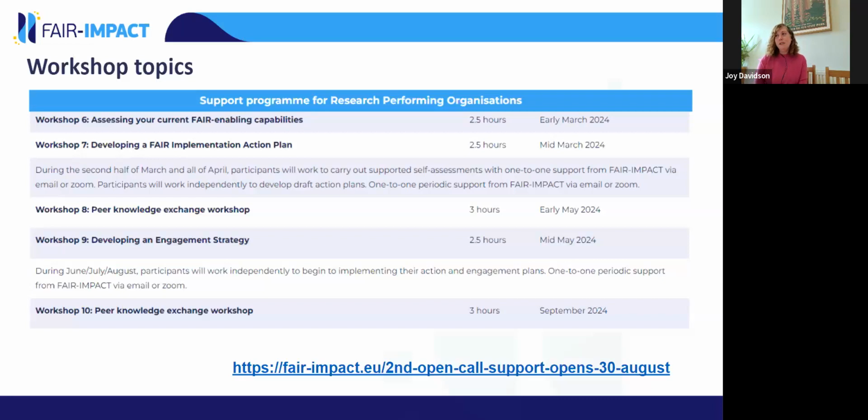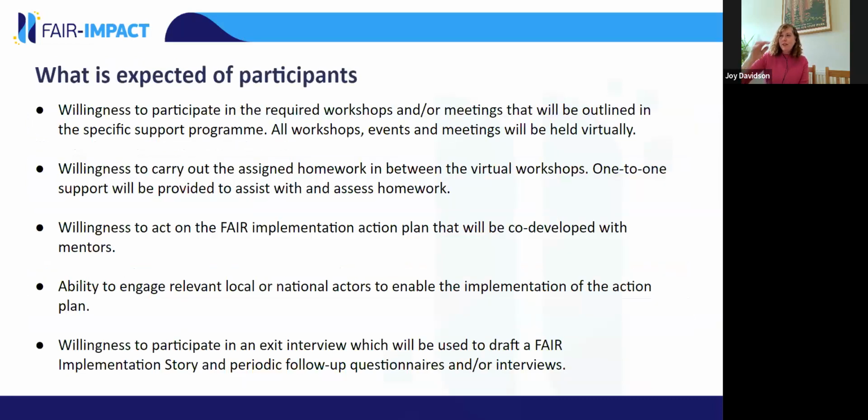And then we'll wrap it up in September, following a period of independent work, again supported by your mentors, with another peer exchange workshop where people can come back and again share the lessons learned. So that's a quick overview of the program.